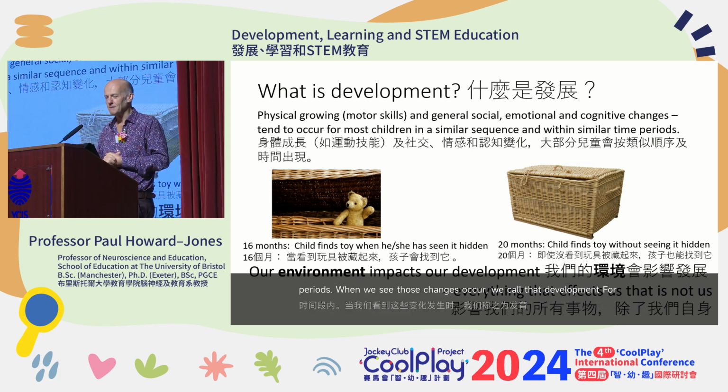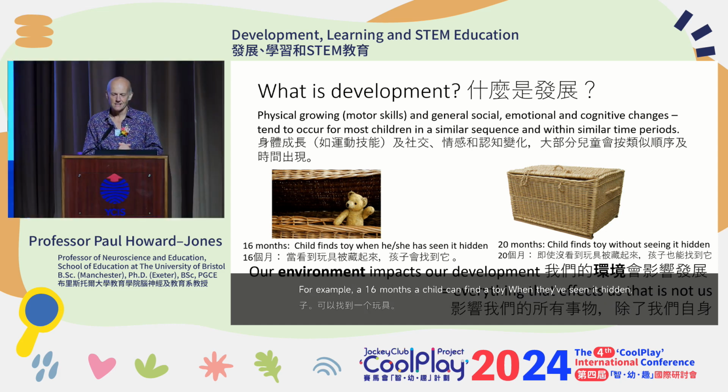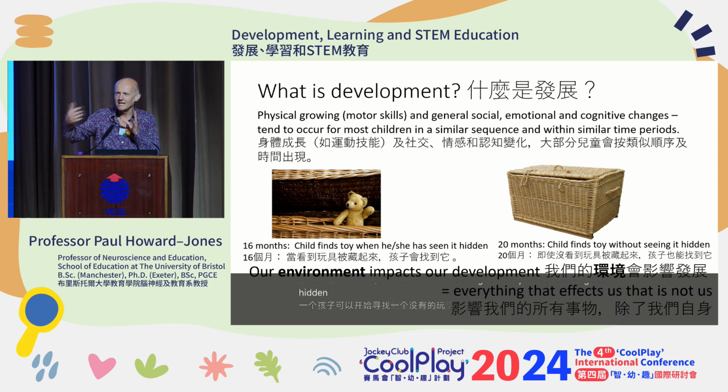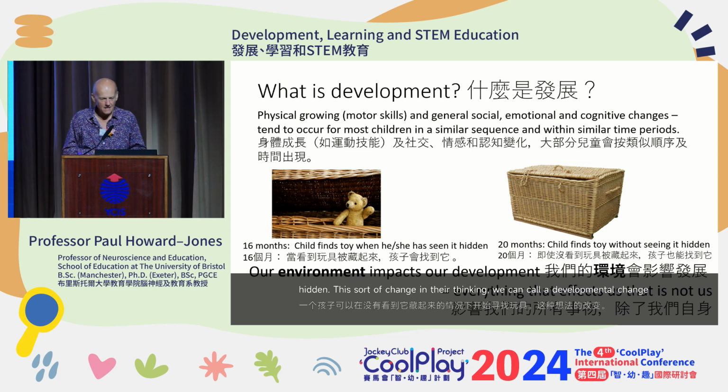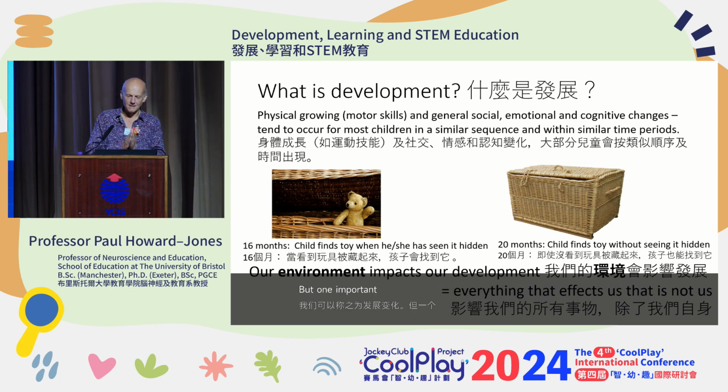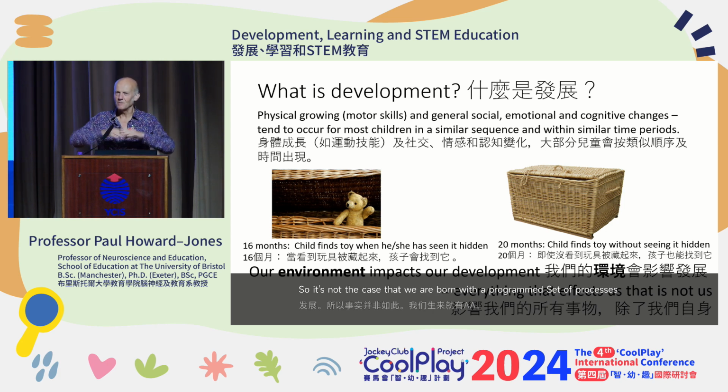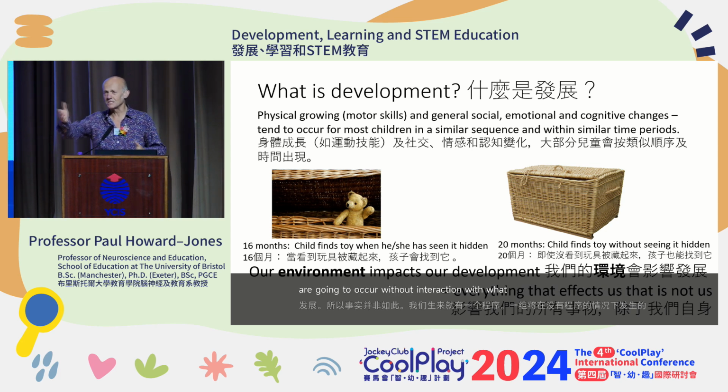For example, at 16 months, a child can find a toy when they've seen it hidden, but at 20 months, a child can start looking for a toy without having seen it hidden. So this sort of change in their thinking we can call a developmental change. But one important point to make is that our environment impacts on our development. So it's not the case that we are born with a programmed set of processes that are going to occur without interaction with what goes on around us. And of course, as teachers, you are an incredibly important part of that environment.